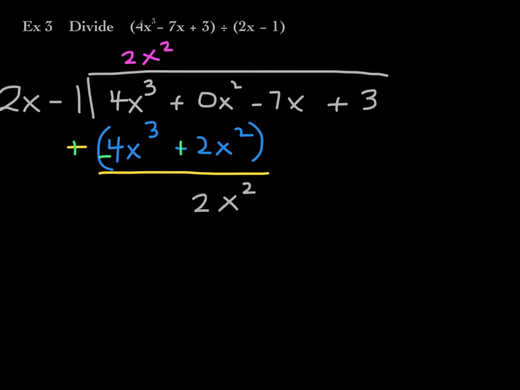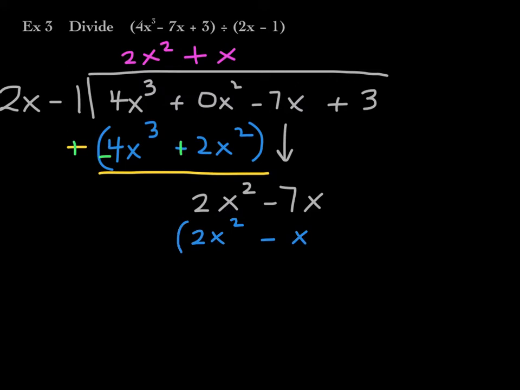Now, bring down the next term in your dividend and start the process all over again. 2x times what gives me 2x squared? 2x times x gives me 2x squared. So now take each term in your divisor and multiply each one of them by x. 2x times x is 2x squared. Negative 1 times x is negative x.